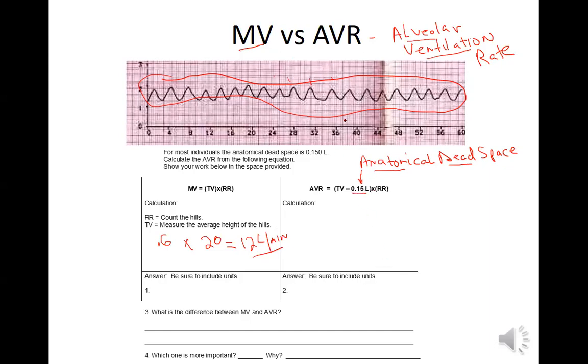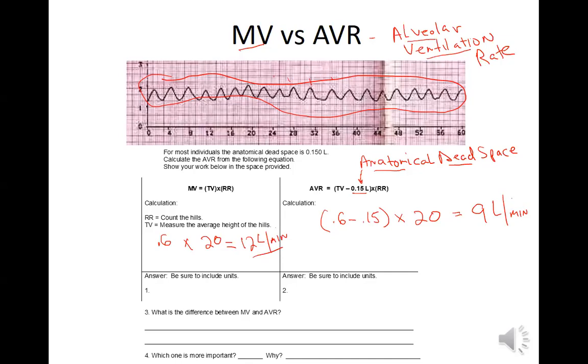So to get the AVR, you take the TV, which is 0.6, and right off the bat, you have to subtract 0.15. And what do you get with that? Times your respiratory rate, which is 20, which equals what? 9. So that's 9 liters per minute that are actually getting to be used for gas exchange in the alveolus. Okay.